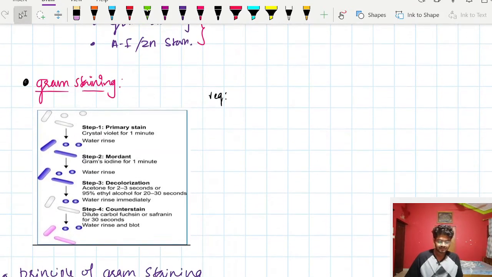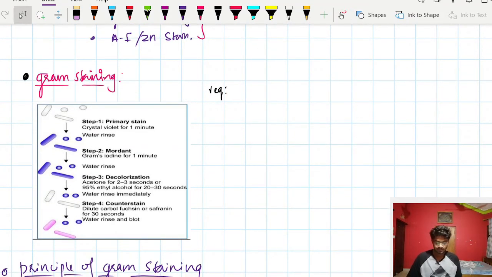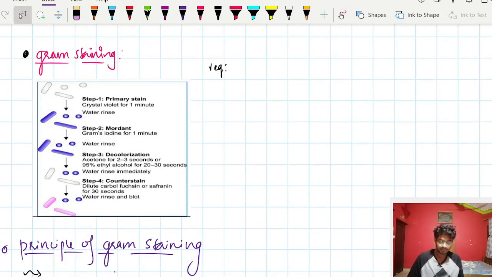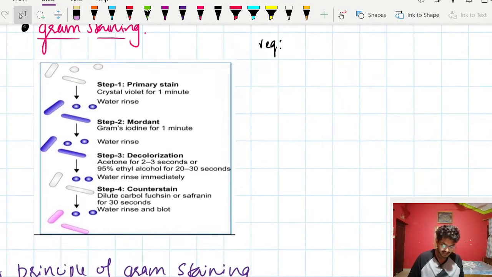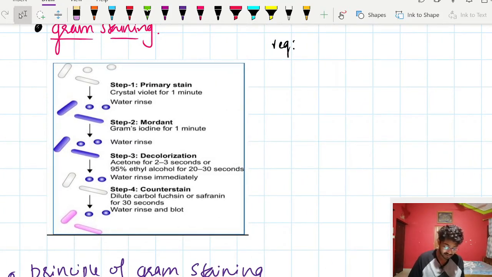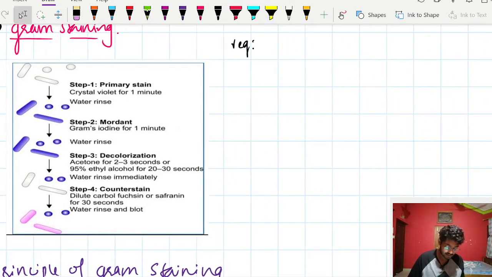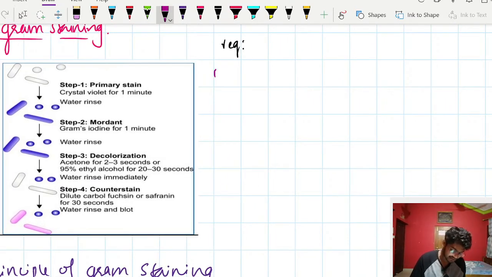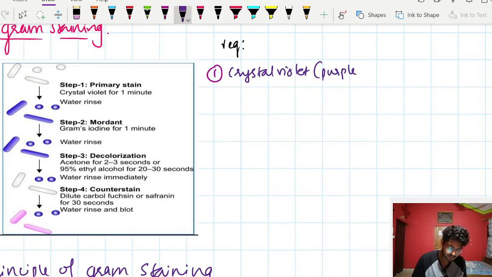So let us dive into gram staining. You probably learned a lot about this in your practicals. So gram staining has four steps. What are all the requirements? We need a primary stain. A primary stain is our crystal violet. It is purple or violet in color. This is our primary stain.